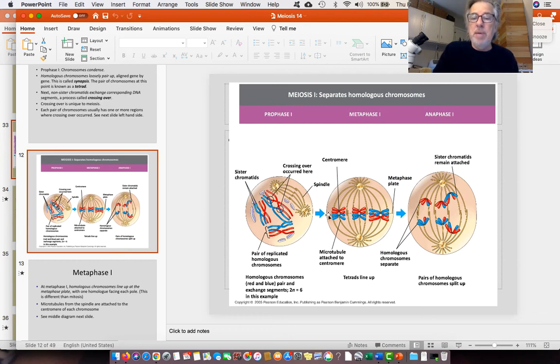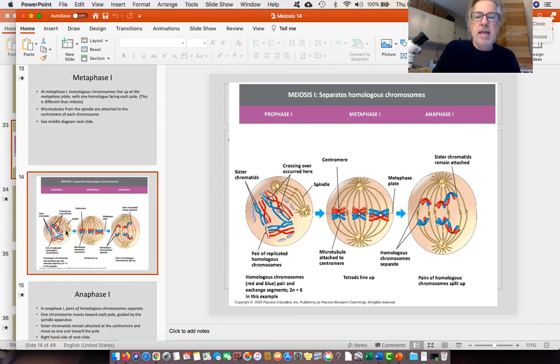In metaphase 1, metaphase, remember, is where they line up along the metaphase plate. Instead of all the chromosomes lining up in the metaphase plate, the pairs line up, the tetrads line up, with one of the pairs facing one pole and the other facing the other pole. That's the second unique aspect of metaphase. In anaphase 1, the homologous chromosomes, which are still replicated, are pulled apart. And that is the third unique aspect of meiosis, so the third major difference between meiosis and mitosis.